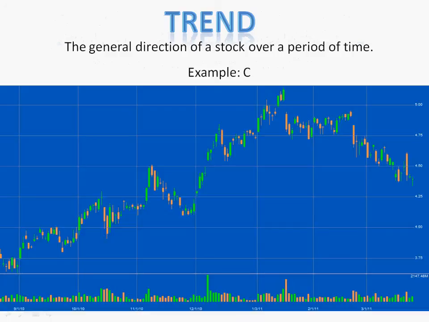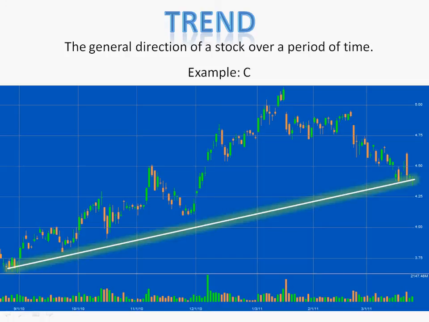Okay, trend. Trend is the general direction of a stock over a period of time. Let's look at our example of C. This is Citigroup Inc. The thing about trend, like everything else in the universe, is it's relative to time. So let's say we were to measure the trend for this entire year. Once again, this is a 1-year graph. Each candlestick equals 1 day. What we want to do is measure the trend for this whole time period. So it would be slightly upward like that, right?